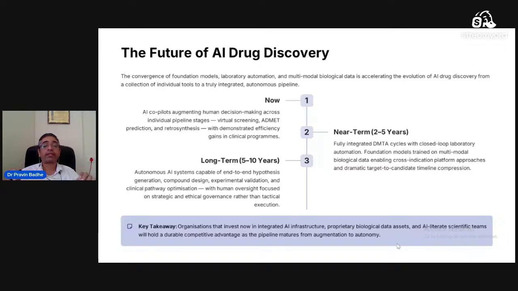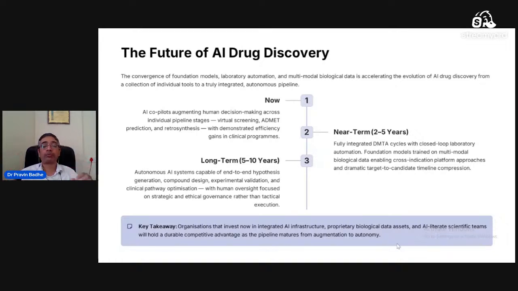So the major key takeaway for students, for the academicians who are actually working on research and developing their own lab and group, is that you need to integrate AI in the infrastructure. That way you will have your proprietary biological data set, and you will have an AI-literate scientific team, which will be a competitive advantage for you when you are focusing on developing a project, or for the funding, or even for the IP generation. So that's about AI in drug discovery.